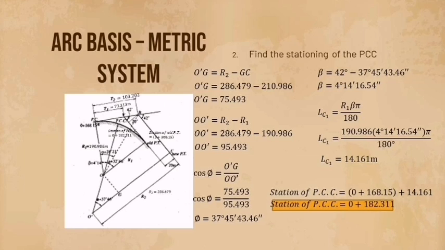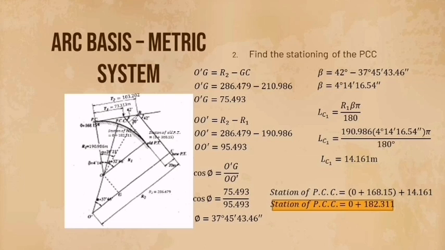For the theta, our formula is cos theta equals OG over OO. So our value of OG is 75.493 over 95.493. If we divide them, we get the answer of 37 degrees 45 minutes and 43.46 seconds.